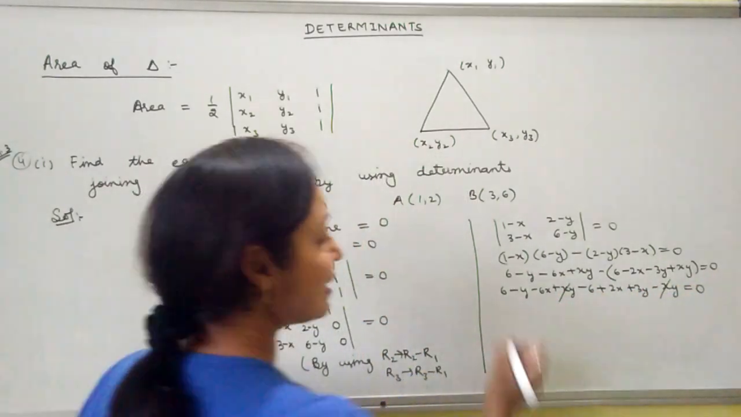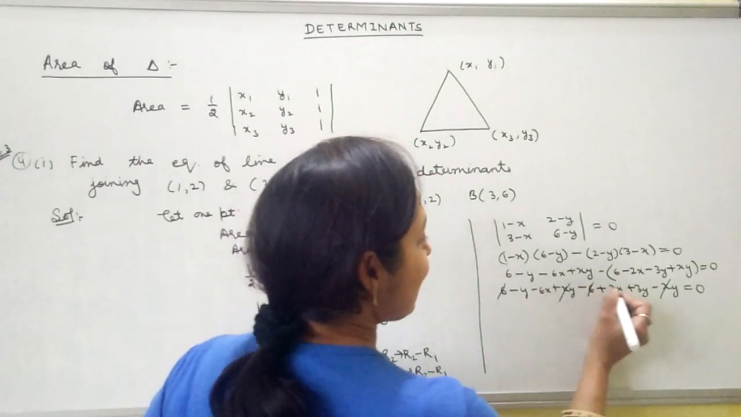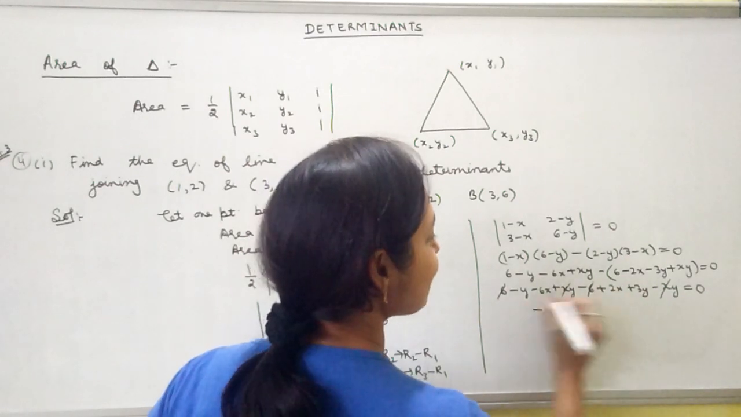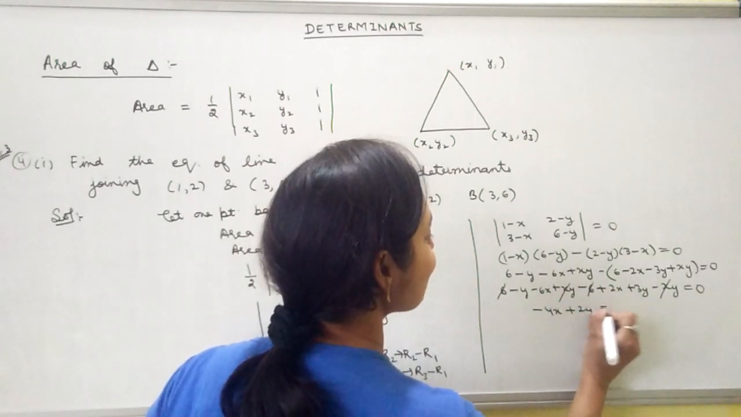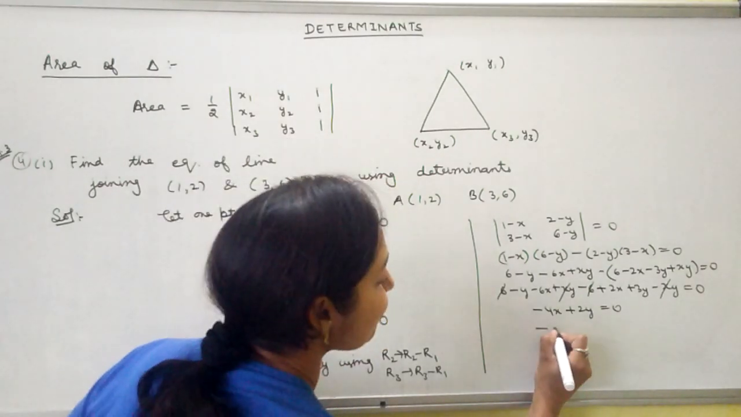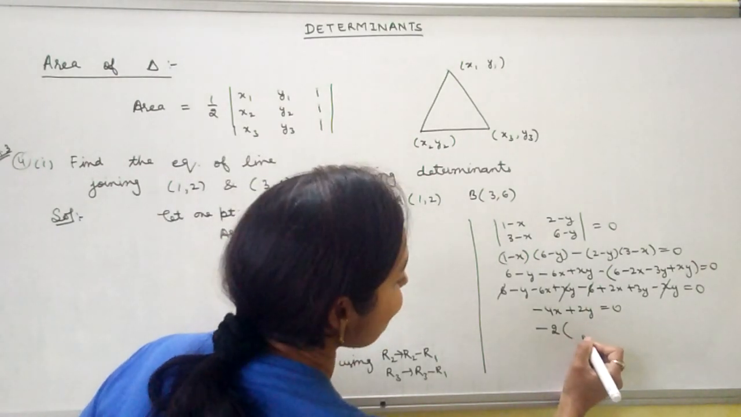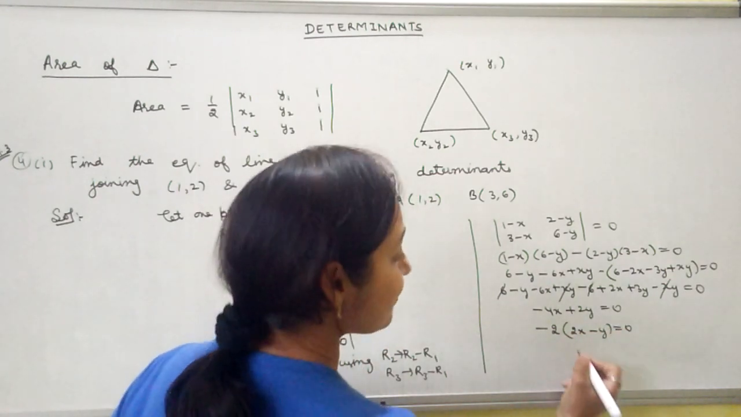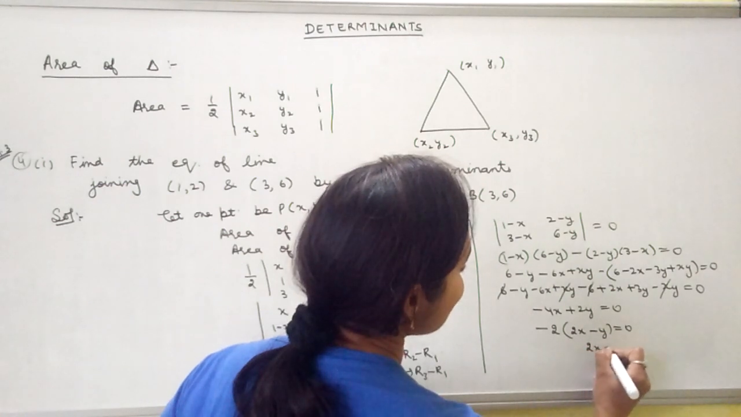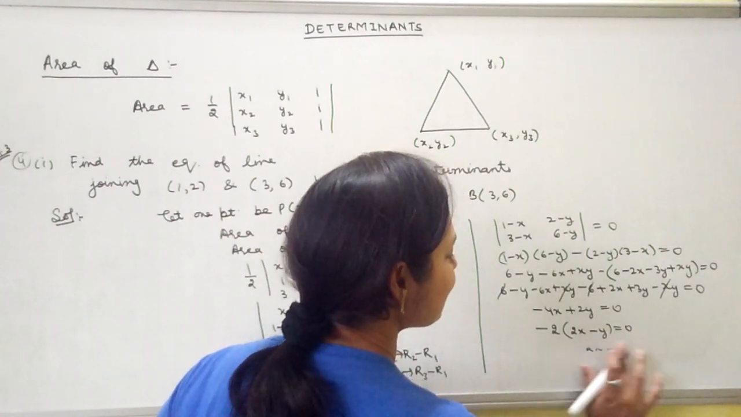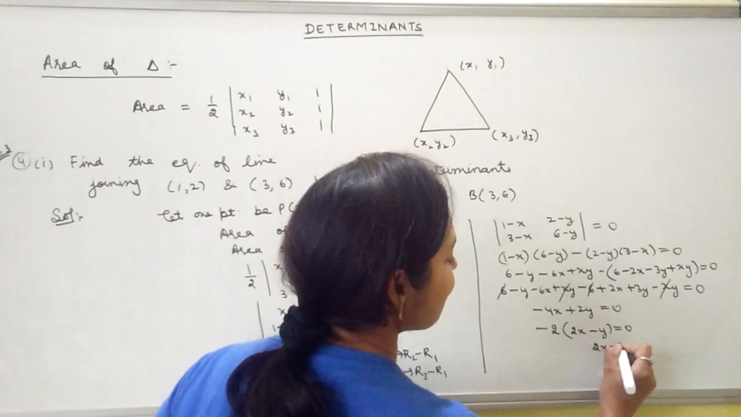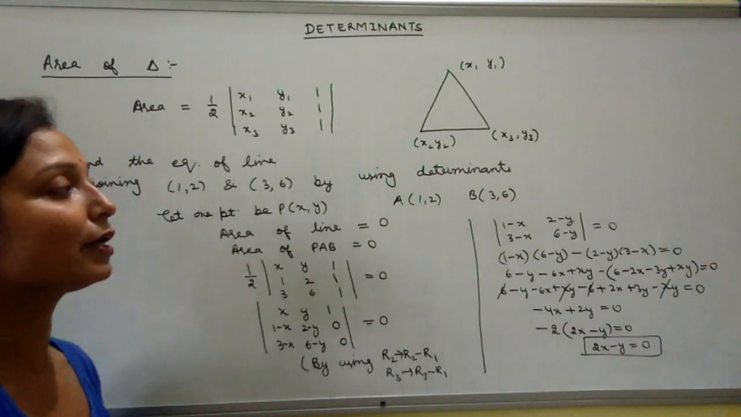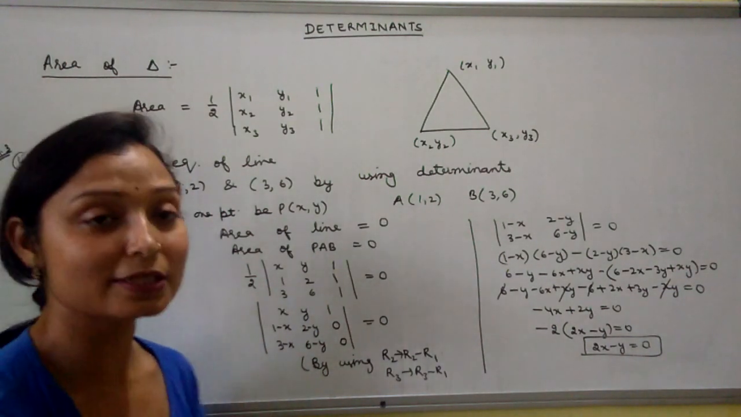This and this will cancel. 6 and 6 will cancel. After subtracting we have minus 4x, and after adding we have 2y. Taking 2 as a common factor, negative 2x plus y equals 0. That means 2x is equal to y, or you can write it as 2x minus y equals 0. This is the equation of line joining 2 points. So this is the way to find the equation of line by using determinant.